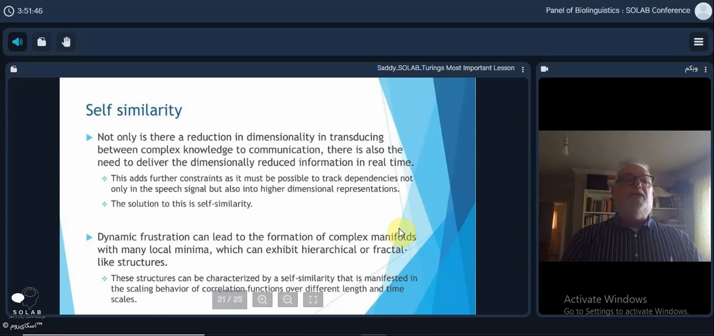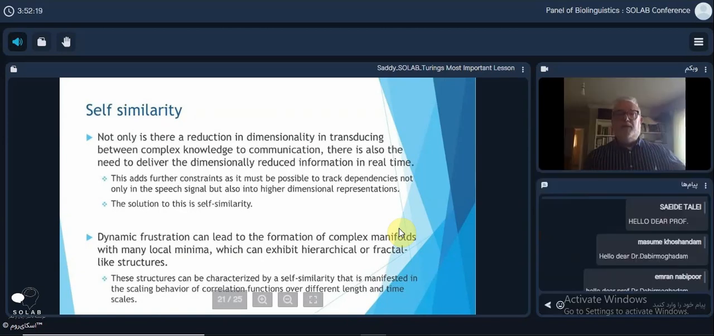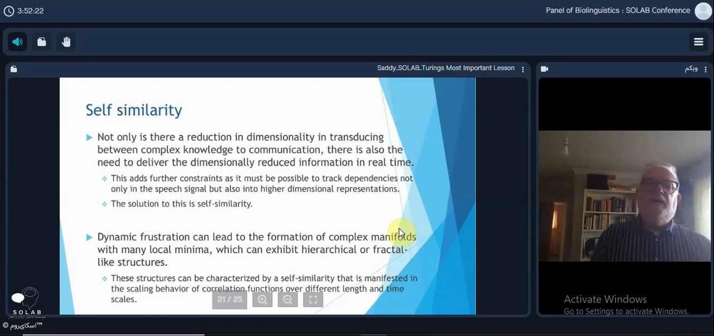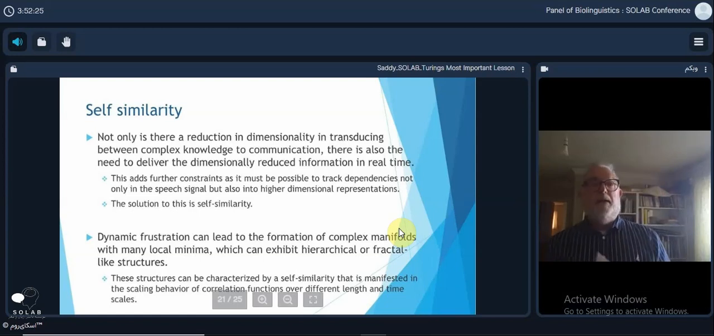Okay, so this gets worse. Not only is there a reduction in dimensionality, transducing between complex knowledge and communication, there's also a need to deliver the dimensionally reduced information in real time. Usually when you're talking about dimensional compression, you're not really worried about time in these formulas. But in fact, for humans, that's what we actually have to do. Not only do we have to dimensionally compress information, we have to deliver it in an unfolding stream. So this adds further constraints, as it's got to be possible to track dependencies not only in the speech signal itself, but also dependencies that move into these higher dimensional representations.